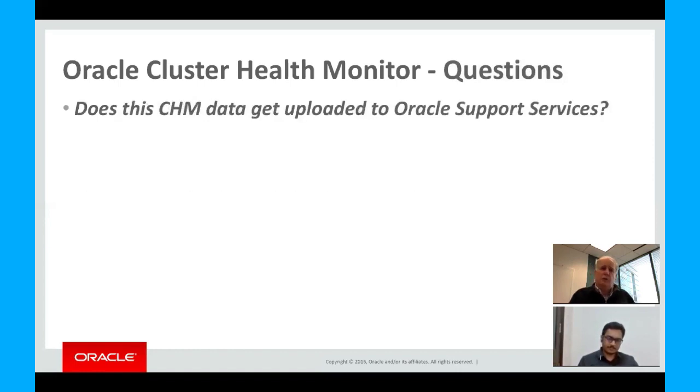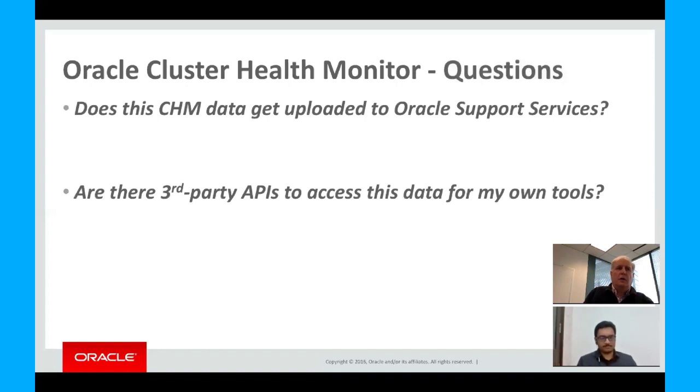Okay, so speaking of those collections, just like OSWatcher data, does CHM data get uploaded to Oracle Support Services, as an example, for use in SRs? Right. So as I was saying, since CHM is integrated into the stack, all this data automatically gets collected through TFA. So there is no manual intervention required. All the relevant CHM metrics are automatically collected as part of TFA. So when I run a TFA diag collect in anticipation of a support request, it will automatically pick up the CHM data as part of its collection process. Correct. I see. Okay.